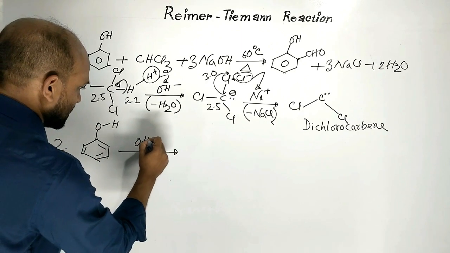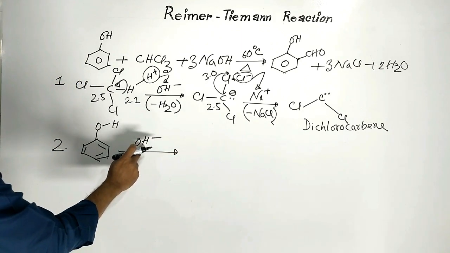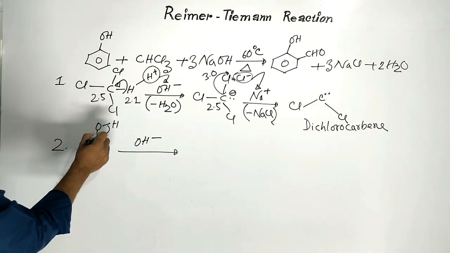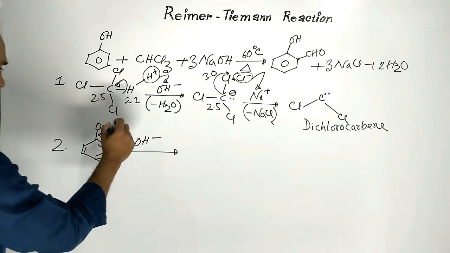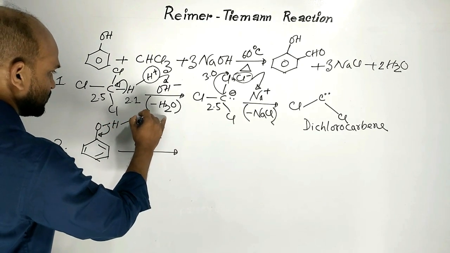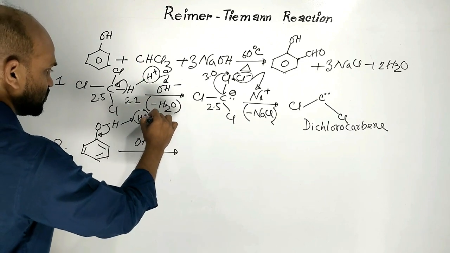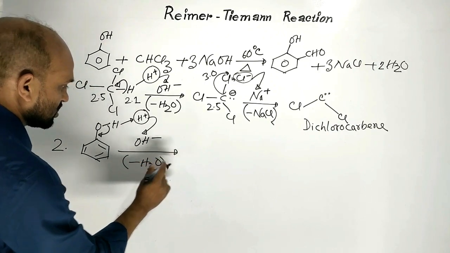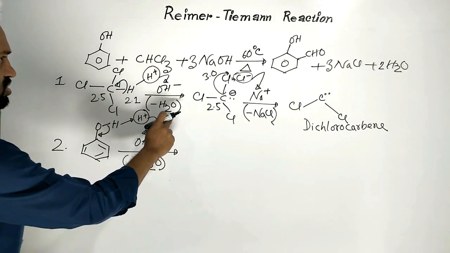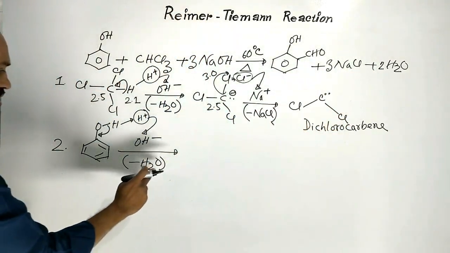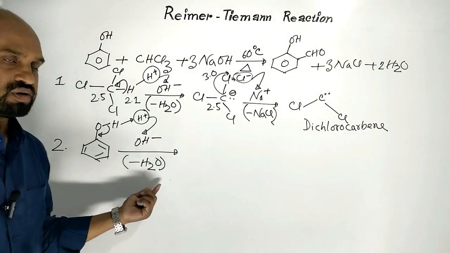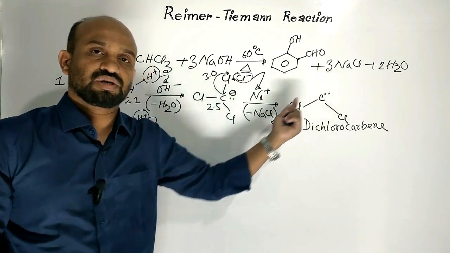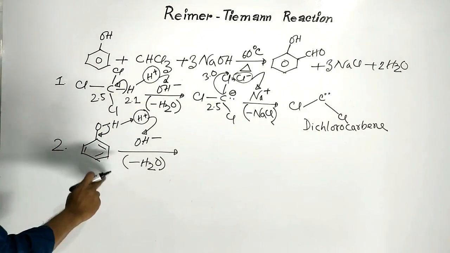Phenol in the presence of hydroxide ion, that is in the presence of base, this bond shifts here to form a carbon-oxygen double bond, and this hydrogen gets freed as a proton. This proton combines with this hydroxide ion to form a water molecule. So here one water molecule is removed and here another water molecule gets released. That is, two water molecules get released from these two steps.